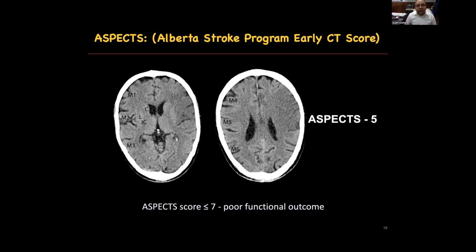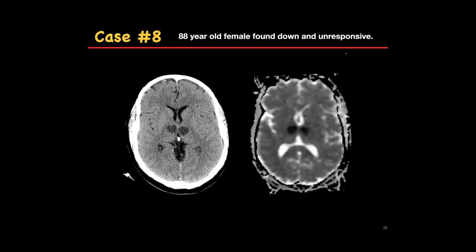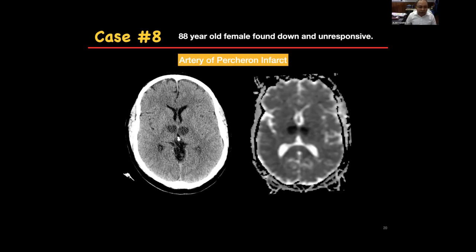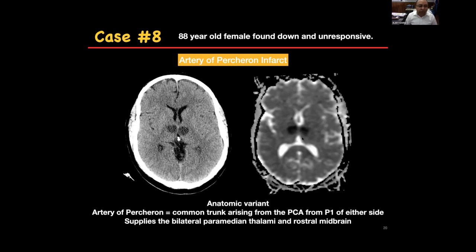Let's look at this. This is a patient, an 88-year-old female who is found down and unresponsive. This is a classical imaging finding. What we see is bilateral symmetrical involvement of the medial thalami, which are dark on ADC, suggestive of diffusion restriction. This is a case of artery of Percheron infarct, which is a common trunk which arises from the PCA P1 segment from either side. A patient presents with bilateral paramedian thalamic ischemic lesions.